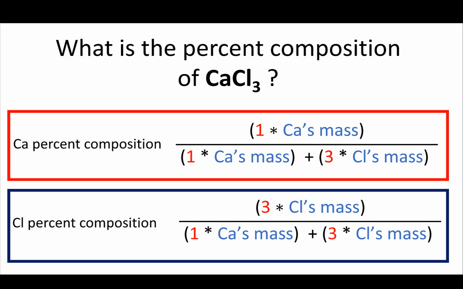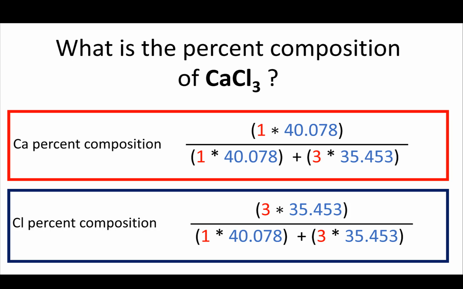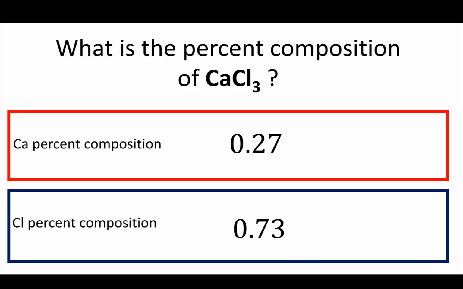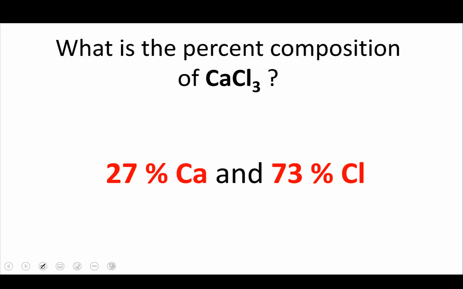So I have to look these up on the periodic table. Calcium's mass is about 40. Chlorine's mass is about 35. So you plug this in. You put this into a calculator and you simplify. You will get decimals, but that's because you haven't turned them into percentages yet. These right now are just ratios. You want them to be a percent, so you multiply by 100. And you get that calcium chloride is made of 27% calcium and 73% chlorine by mass. And this makes sense because if you add both these up, you will get 100%. So 27% calcium, 73% chlorine.